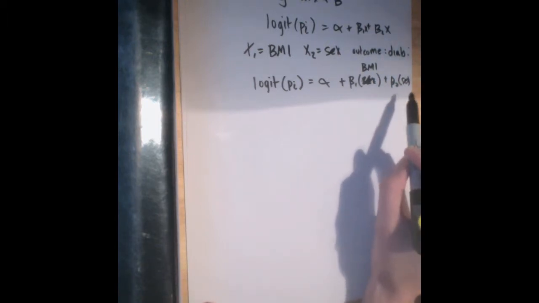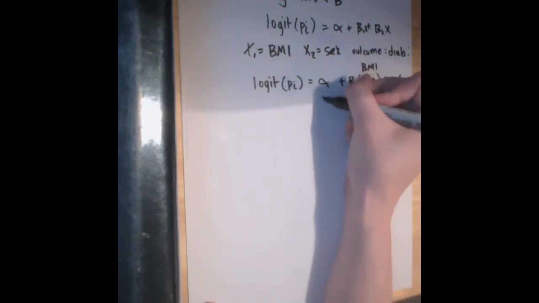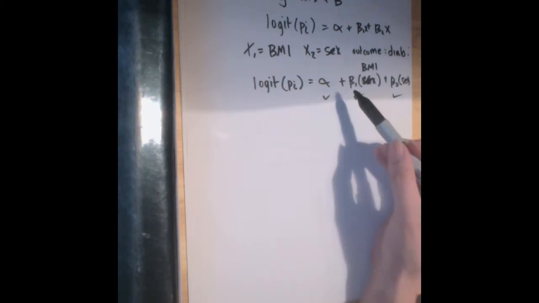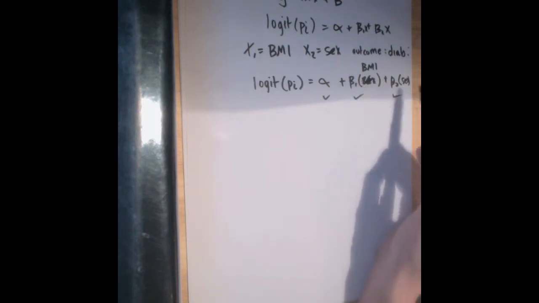And in this equation, we're going to be able to pull our constant, our beta 1, and our beta 2 from the table that we get out of this data output, and none of those are going to be changed, and these are called main effects. So the beta 1 and beta 2 with the BMI and sex are main effects.